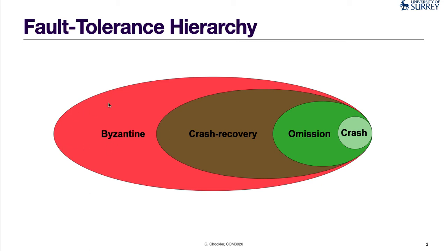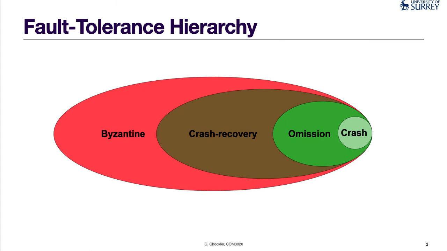So in a Byzantine failure model, a process is allowed to do anything of these three here. It is allowed to crash, experience an omission fault when it omits to send or receive a message. It can crash and recover, and it can also do many more things that can potentially harm the execution of an algorithm.